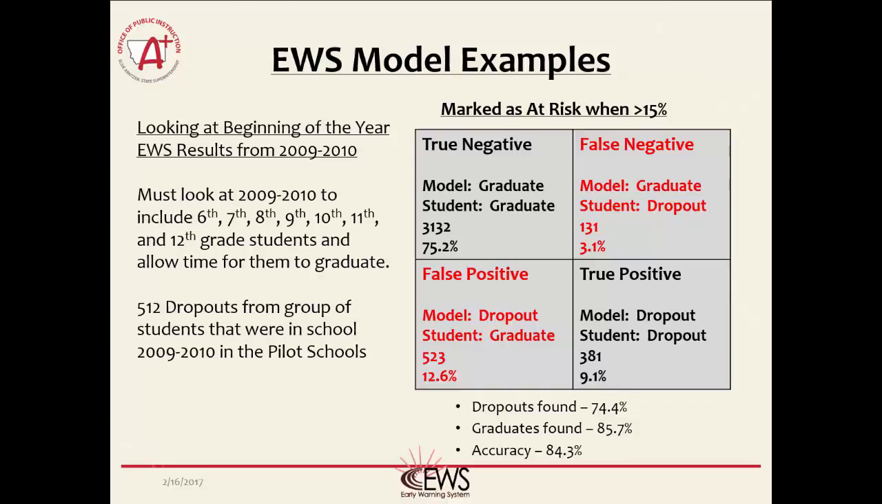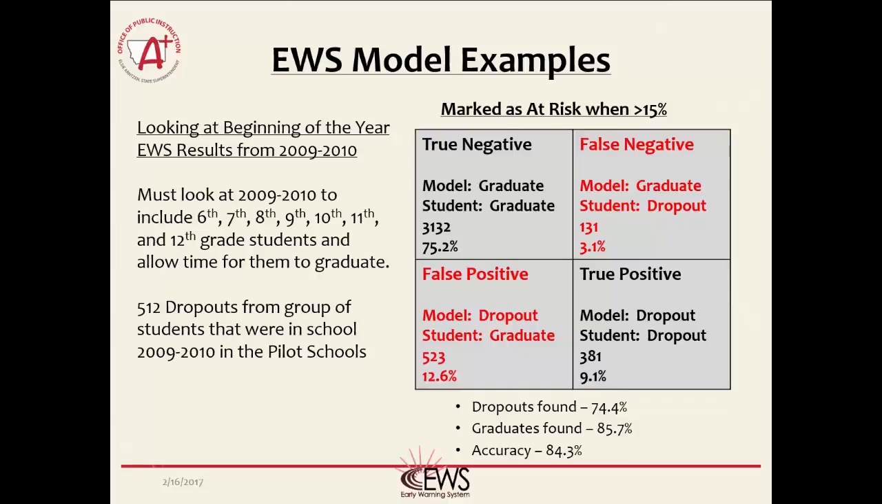Also, it's important to note that the false negative box, the area we especially want to stay away from, is the smallest by far. Overall, about 75% of the dropouts were found in an overall accuracy of about 85%. These numbers are good. However, if a school actually used the EWS, the actual results in practice would be even better. This is for two reasons.